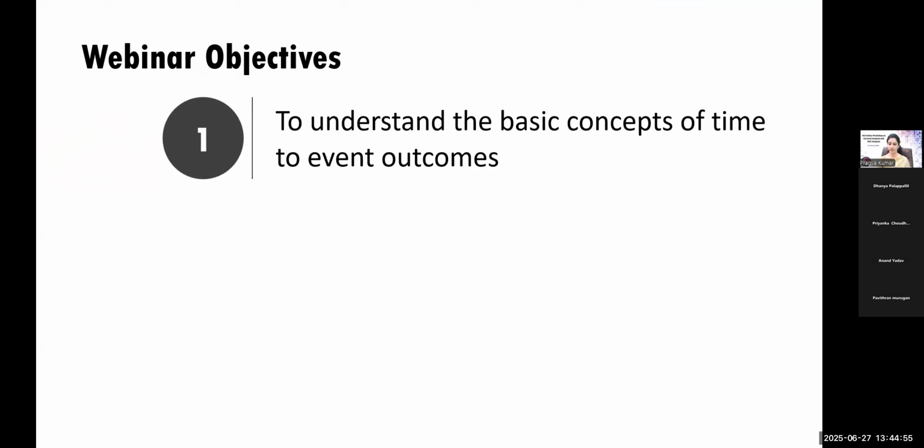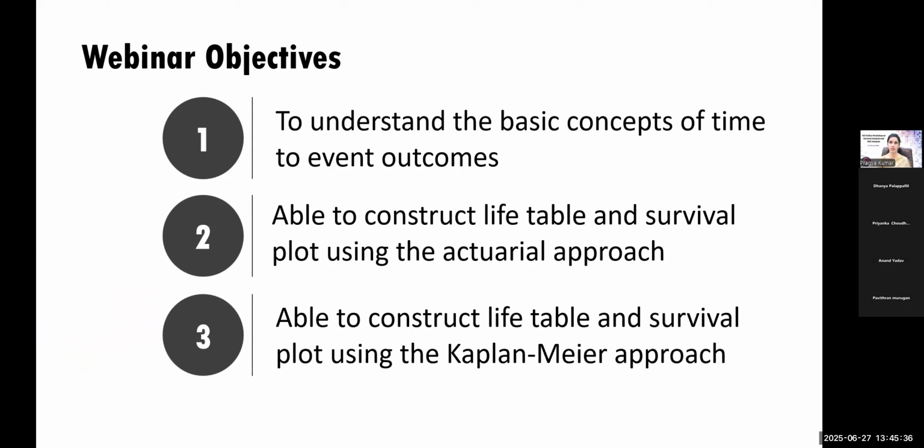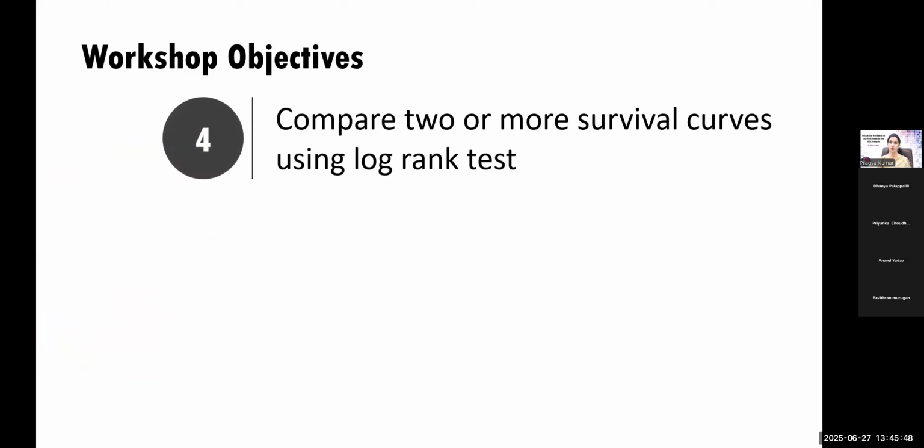So the objective of this workshop is to understand the basic concepts of this time to event data, because we'll see what is this time to event concept and time to event outcome. At the end of this session, we should be able to construct a life table and interpret it, because construction is the software's job, but the interpretation is for you. You should be able to understand the background statistics involved in the construction of this life table and the survival plot using the actuarial approach. And then we should be able to construct the survival table. We should not say it as a life table, rather it is the survival table and survival plot using the Kaplan-Meier approach.